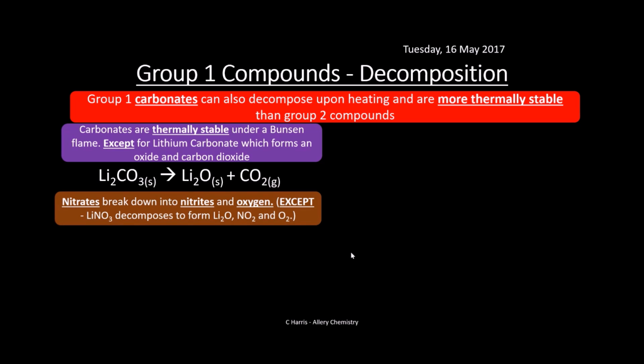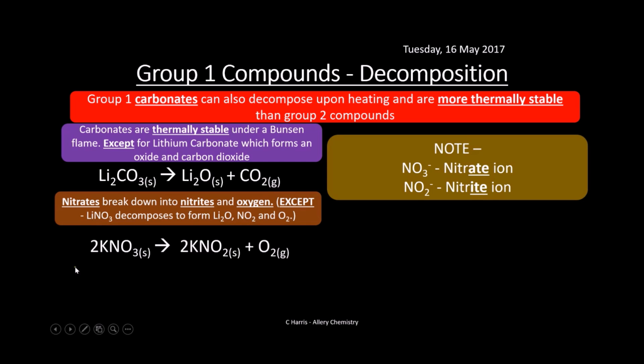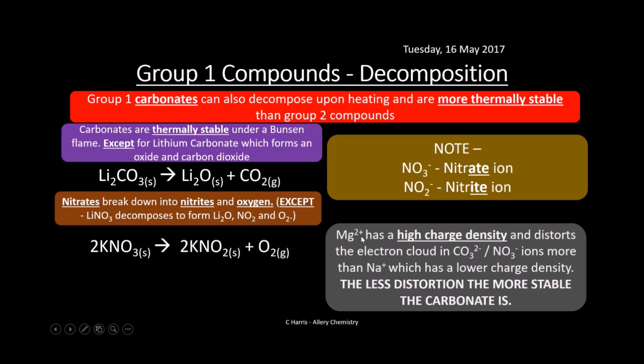Nitrates break down into nitrites and oxygen, except for LiNO3, which decomposes to form lithium oxide, nitrogen dioxide, and oxygen. So little exceptions here. Here it is, look. Here's KNO3, this is potassium nitrate. It forms potassium nitrite, KNO2, and oxygen. Make sure you know the difference between them. Look how similar they are. NO2 is nitrite, NO3 is nitrate. So this is obviously showing the decomposition.